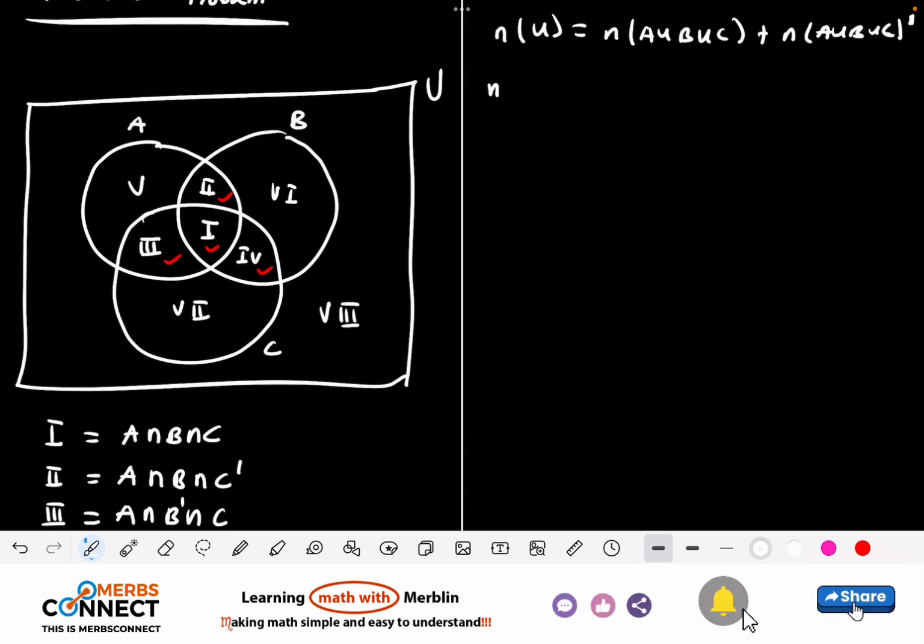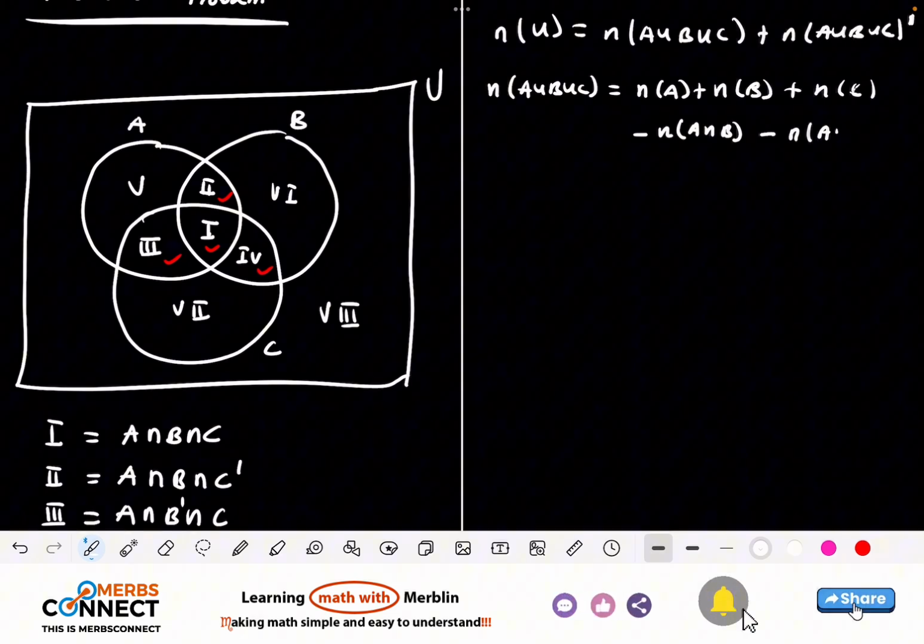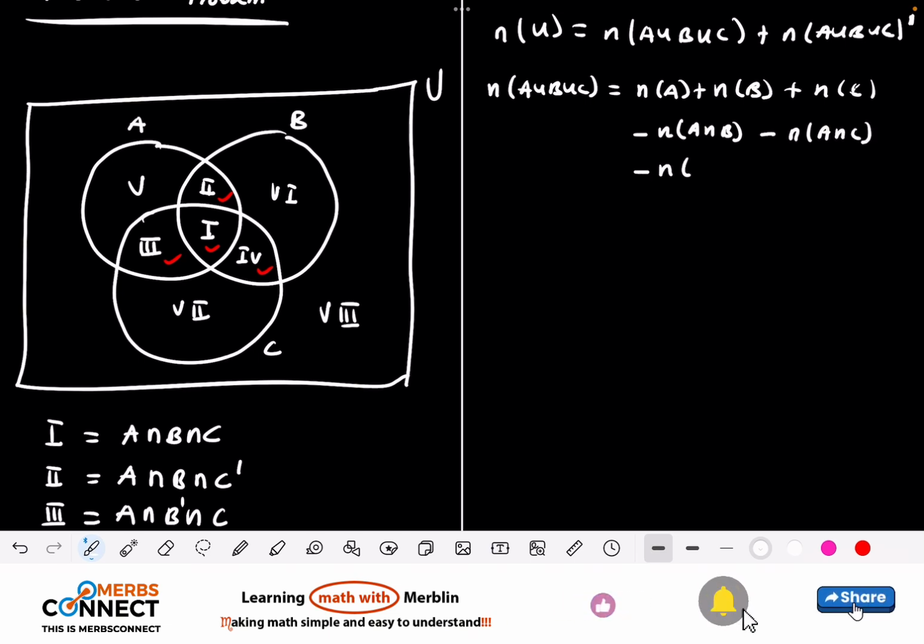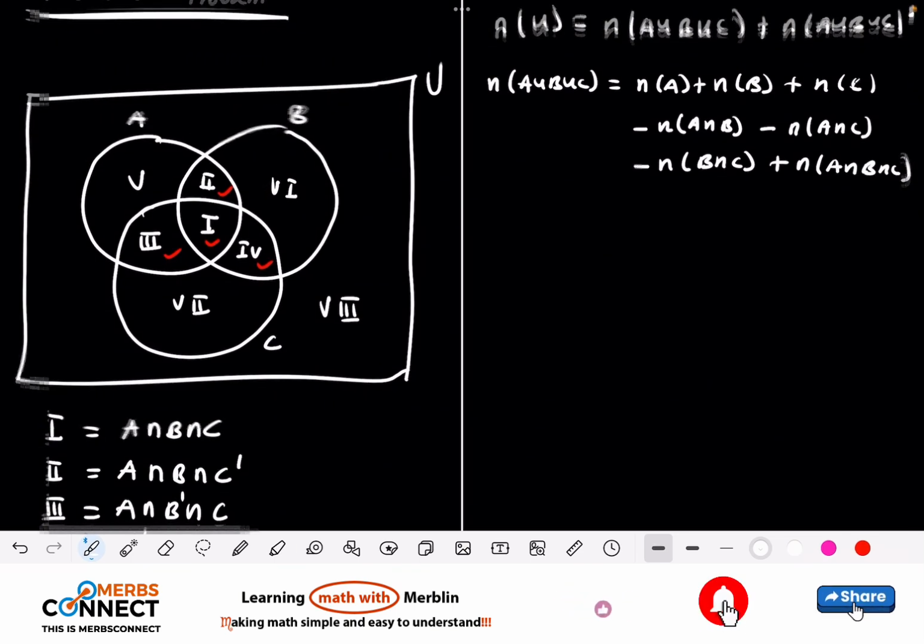Then let's look at another one, A union B union C. This is the equation. So remember, we derived the one that is A union B, right? So this one is going to be number of A plus number of B plus number of C minus number of A intersect B minus number of B intersect C minus number of A intersect C plus number of A intersect B intersect C. So that's what you're going to get.